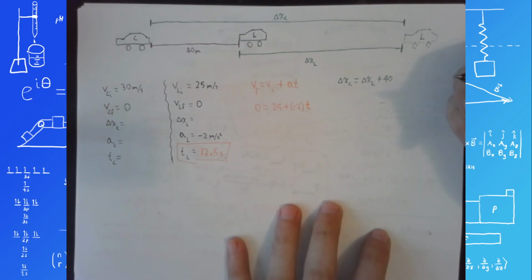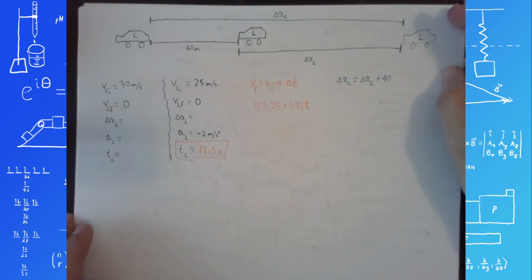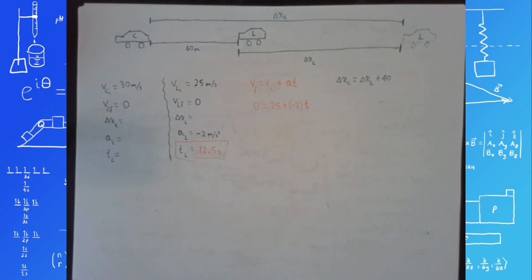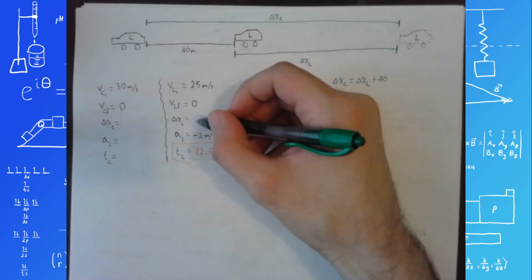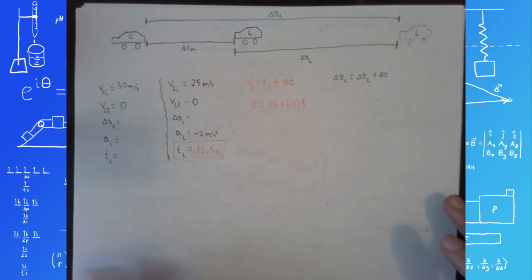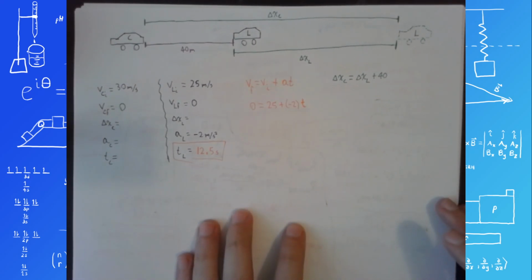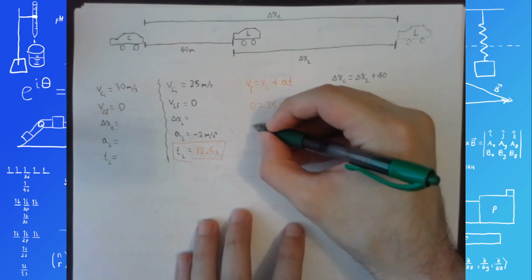Actually, before I do that, I can calculate delta XL. Yeah, that's what I should be doing first. I knew I was forgetting something. Let's go ahead and calculate delta XL so that we have an actual number here. I guess I could use the second or the third equation here. What would be better? I guess I'll use the third equation.